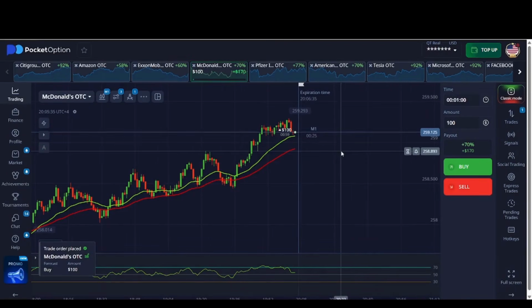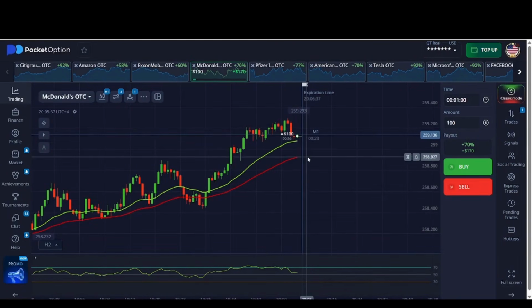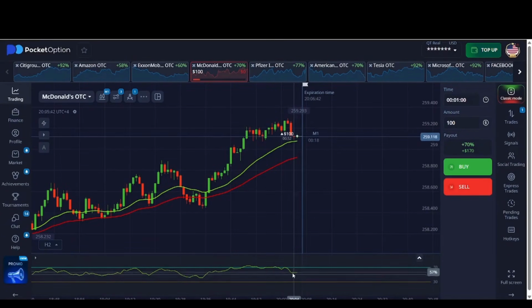Here I found a trade and I placed an upside trade because the candle touched the moving average and the RSI line also touched near the 50 level. That's why I decided to place a buy trade. Let's see what happens.